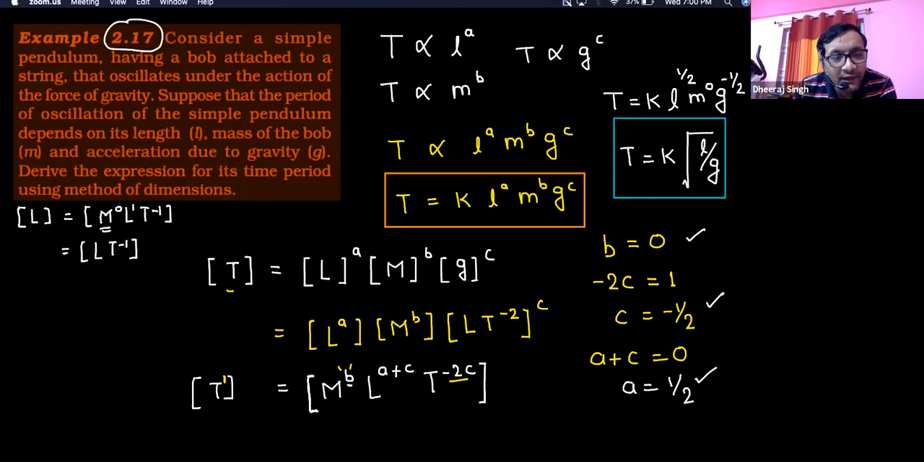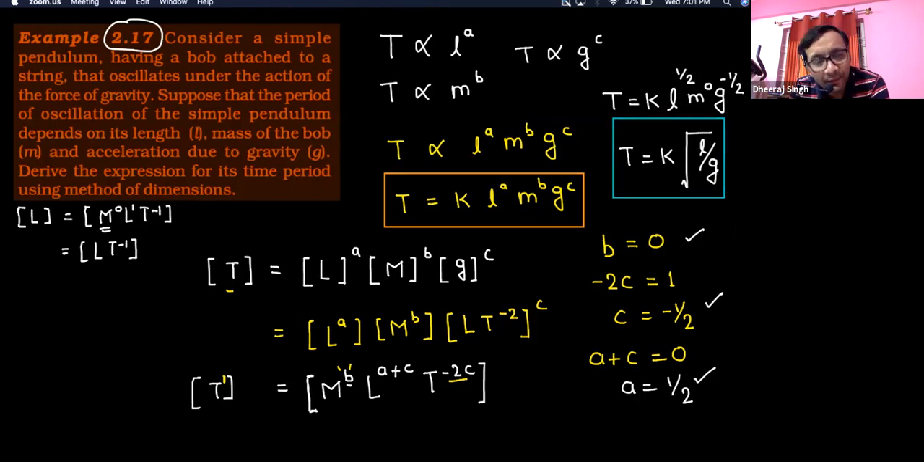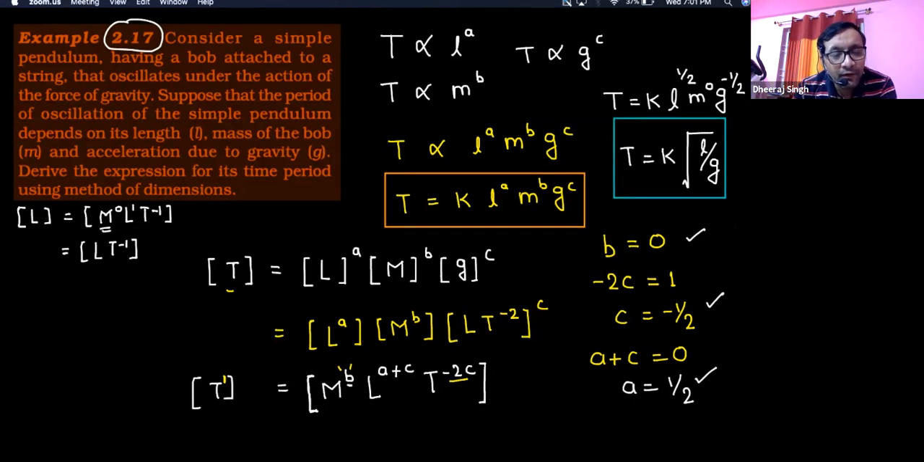Okay, Ansh is asking, how does it depend on M then? See Ansh, it is like this. You have conducted an experiment. You think that it depends on mass also. So just to play safe, you are assuming it depends on mass. Fine. So finally it comes out that mass doesn't matter. Okay. Any other doubt? Anyone?